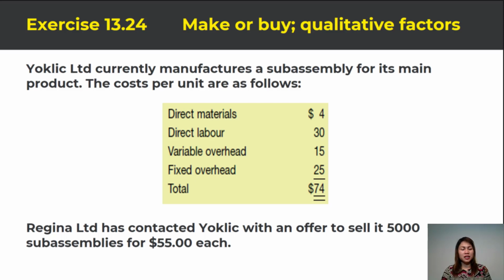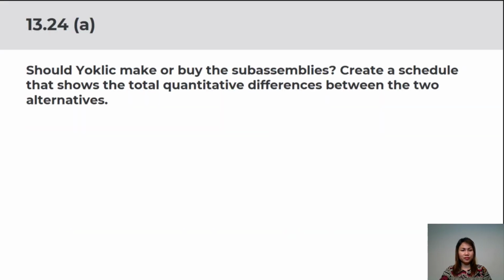Your clique currently manufactures a sub-assembly for its main product. The costs per unit are as follows: direct materials $4, direct labor $30, variable overhead $15, fixed overhead $25, total $74 per unit of sub-assembly. Regina has contacted your clique with an offer to sell it 5,000 sub-assemblies for $55 each.